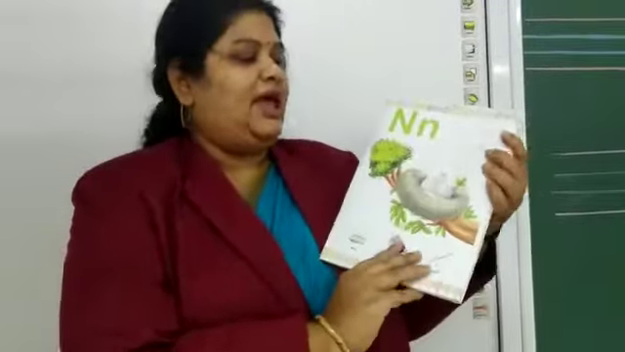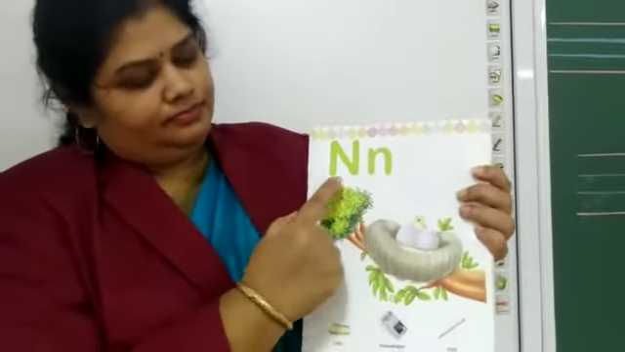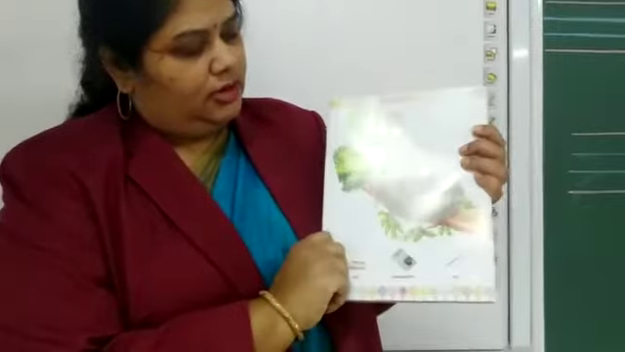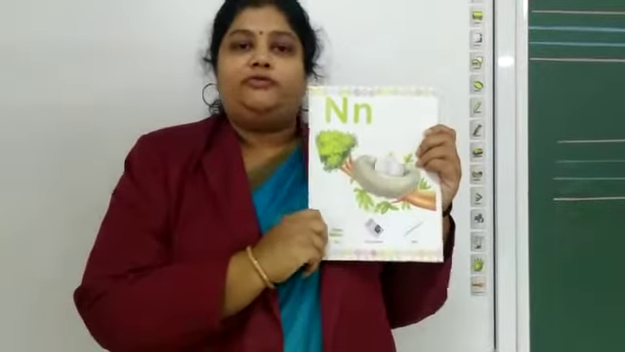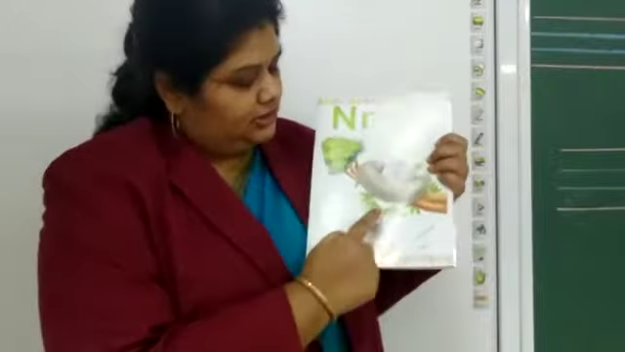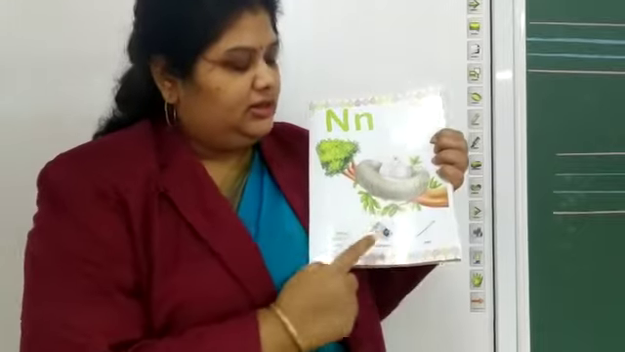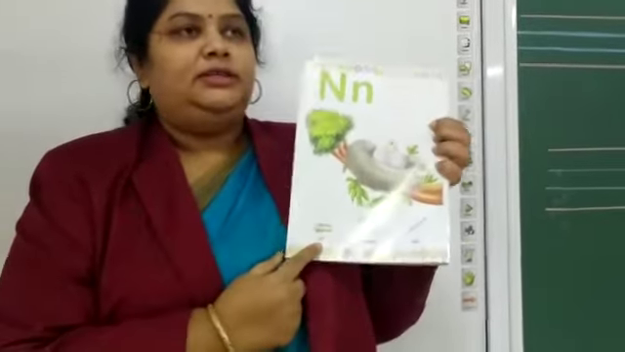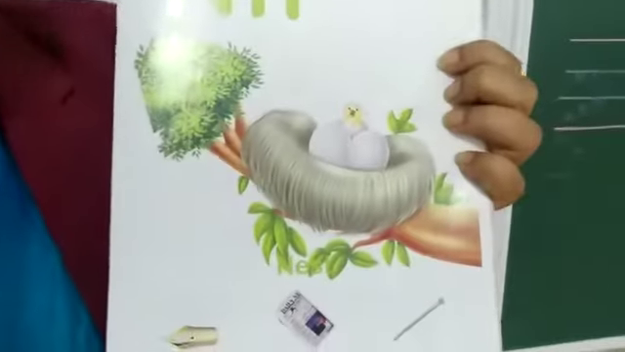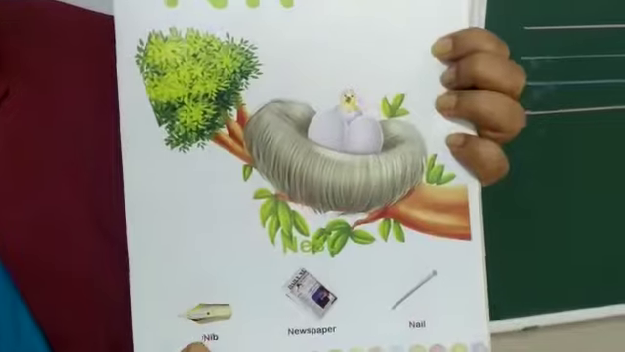The next is N. See the letter N. Small n this is. Okay? The phonic sound of N is N. N, nest. N, nib. This is the nib of the pen. N says N, nest, N, nib.